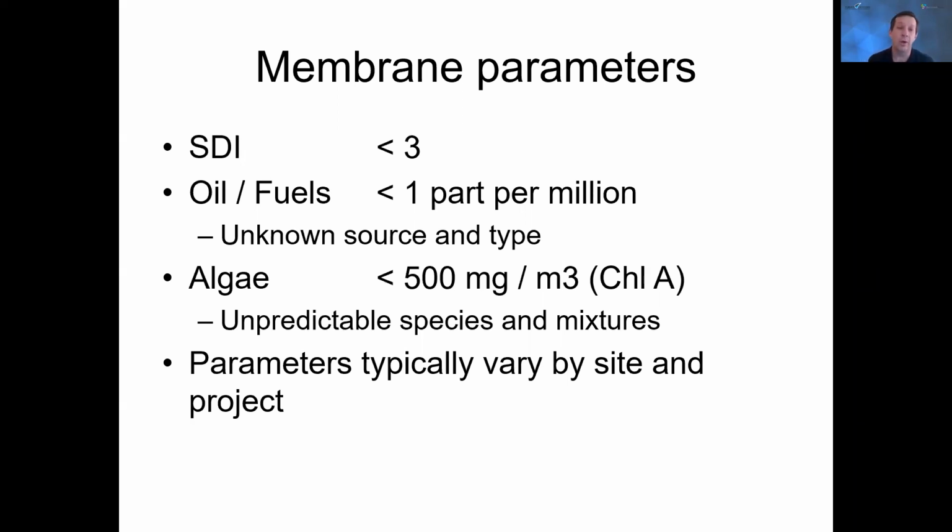So we focus on the oil. We focus on the algae. Most of the projects that we have worked on have had a required oil spec somewhere between 100 parts per billion, which is 0.1 part per million, and about 10 parts per million. Commonly, 1 part per million becomes the threshold for indication or threshold for alarming of oil.